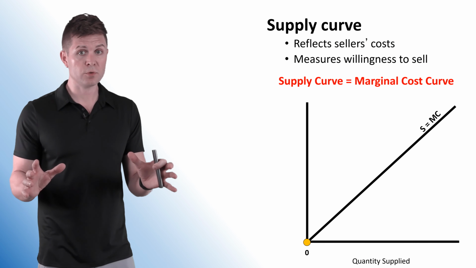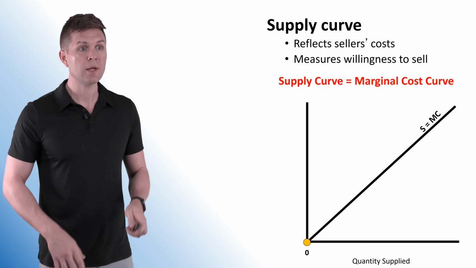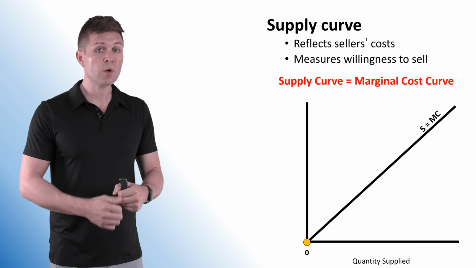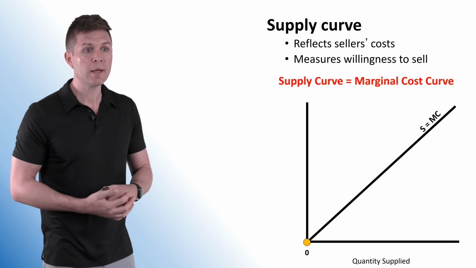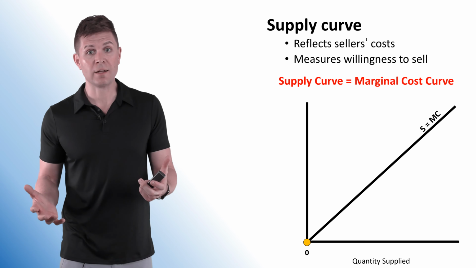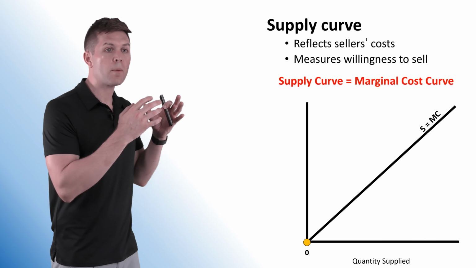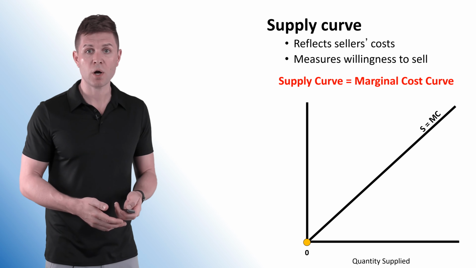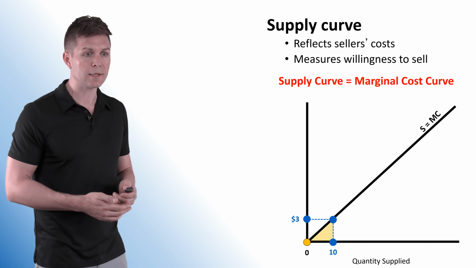Now before we get into producer surplus, I have to reiterate what makes up our supply curve first. A supply curve represents the seller's cost. And we know it's upward sloping; more producers are willing to join the market as price goes up. It measures their willingness to sell, okay? So at each particular point on the supply curve, there are more producers willing to join the market. So our supply curve equals our marginal cost curve. So at $3, 10 sellers are willing to provide this product.